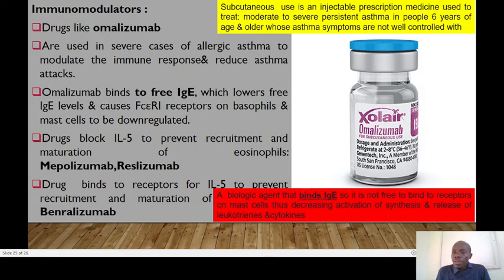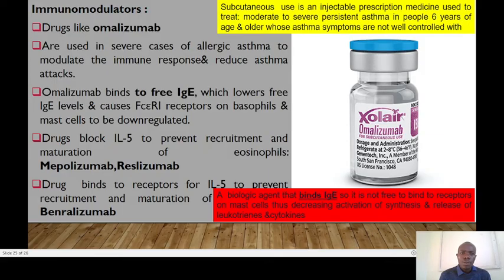Lastly, we have the immunomodulators, the biologics, drugs like omalizumab. Omalizumab is a biological agent that binds to immunoglobulin E. So it's not free to bind to receptors on mast cells, thus decreasing activation and the synthesis and release of leukotrienes and cytokines. It's normally a subcutaneous injection, and it's used to treat asthma.